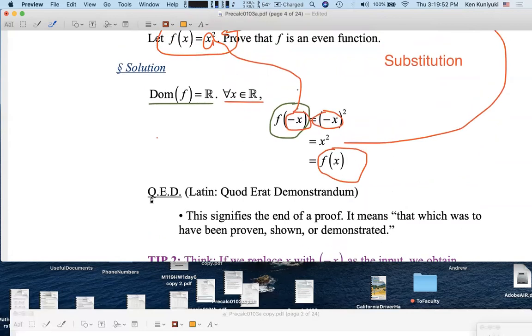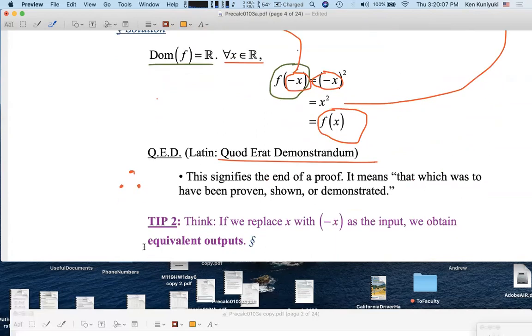This is the official way to end a proof, QED. It's Latin for this. I won't pronounce it. That often denotes the end of a proof. Some people will use 3 dots like this. Fans of the band Rush will appreciate that. Or some books use a solid box. But QED is the nice Latin you can use.